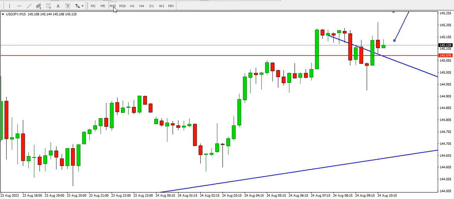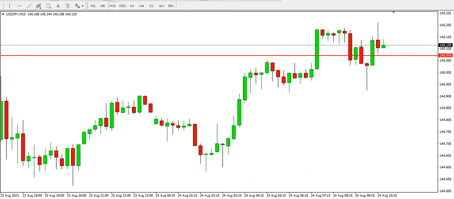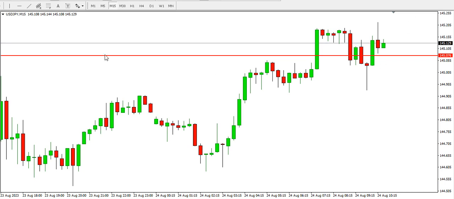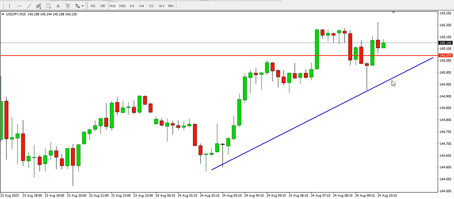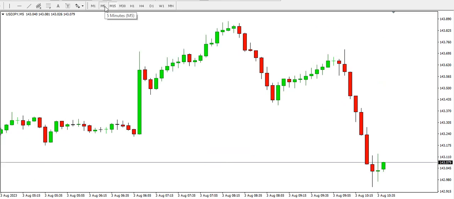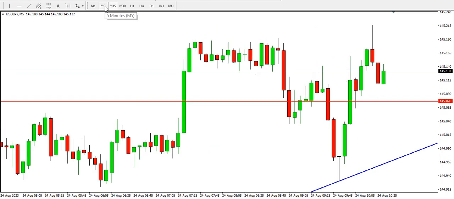Okay, let's look at the 15 minutes time frame. The 15 minutes time frame suggests that the price of USDJPY is bullish. The bulls are trying to take over, and they're trying to let the bullish run continue. Okay, but on the 15 minutes time frame, USDJPY is currently buying. Let's look at the 5 minutes time frame.